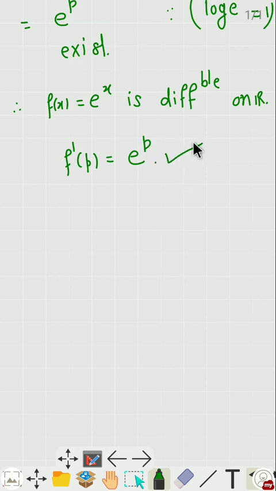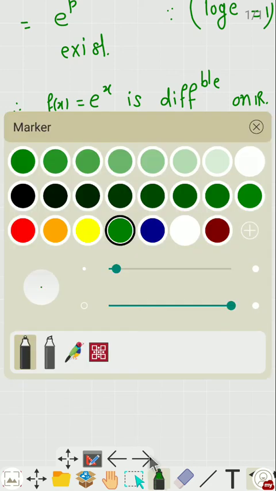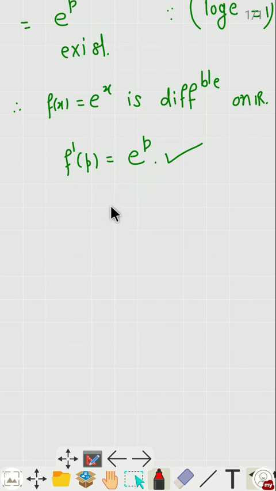So in this lecture we solved two examples based on the limit of a derivative of a function, and this is the end of this lecture. And thank you very much for paying attention.